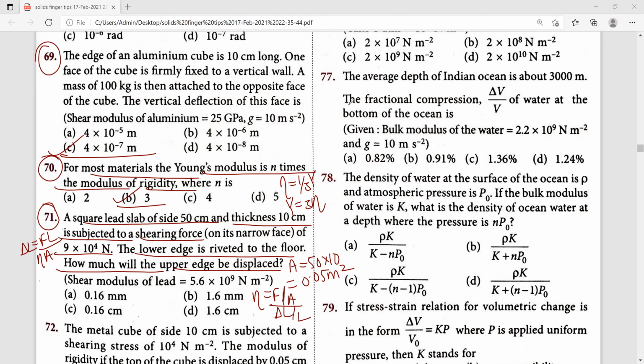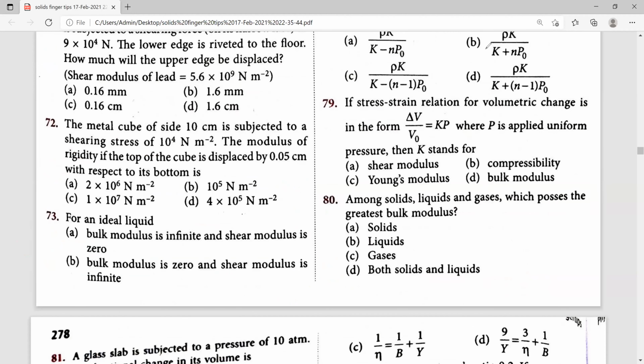Just substitute all the known values of force, length, neta value, and area of cross section. After substituting all the values, we get the final answer as 0.16 millimeter. So according to this, 0.16 millimeter means 8th one is the right answer. So using this formula, just calculate. We get the answer 0.16. Got this one? Next, 72nd one.